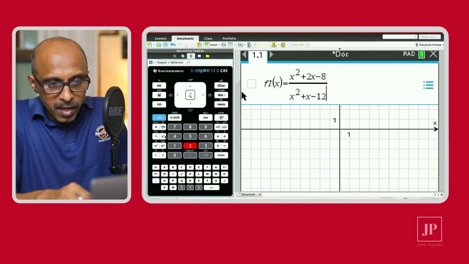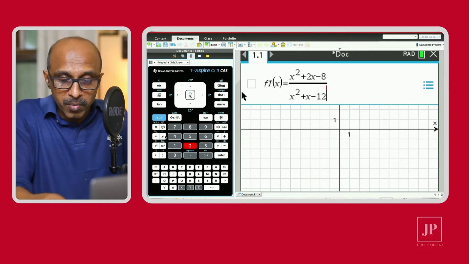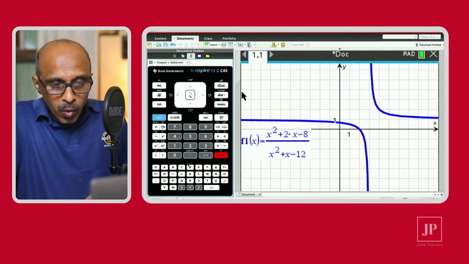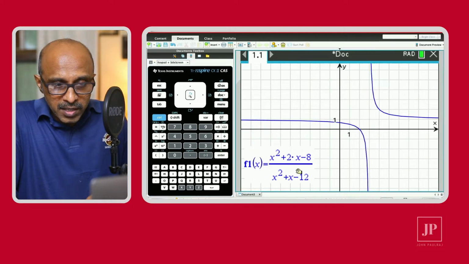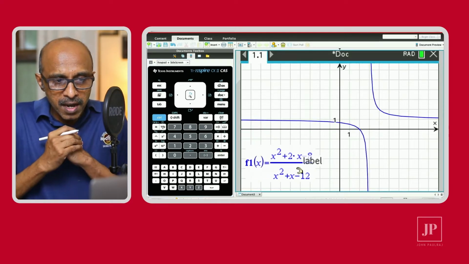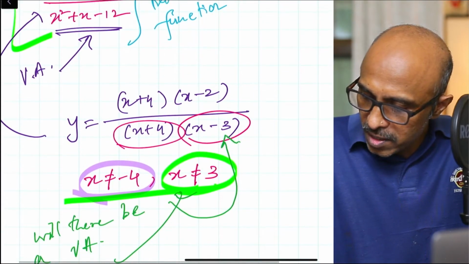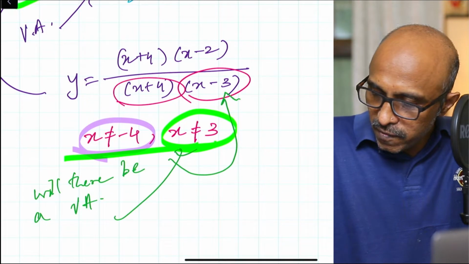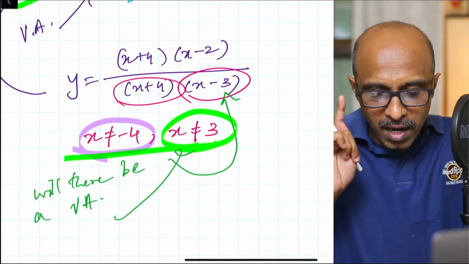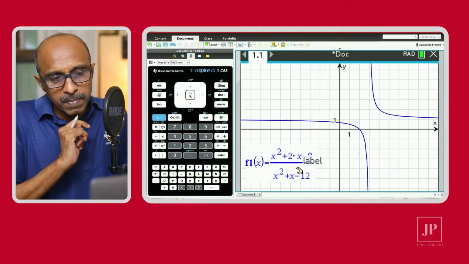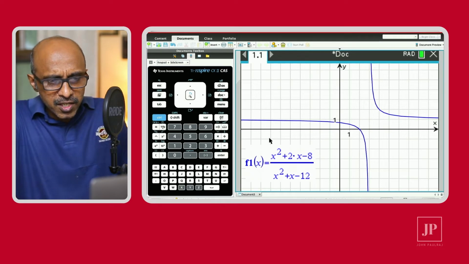Is that it? Okay, now watch, guys. Do not blink, all right? So I'm going to hit enter, and there we go. Wow, we do have a vertical asymptote, but hey, we just have one vertical asymptote. I thought we were supposed to have two vertical asymptotes, right? X equals negative 4, x equals 3. So we are able to see one vertical asymptote. Let's just check, let's just examine.